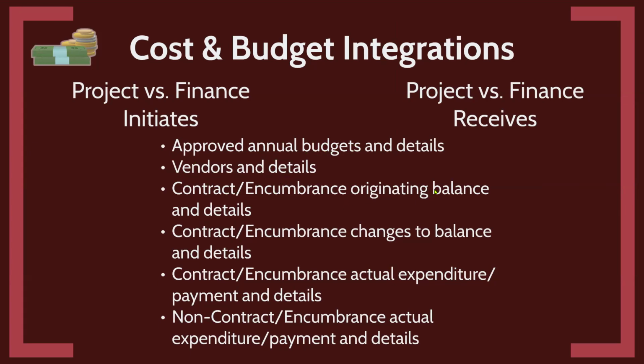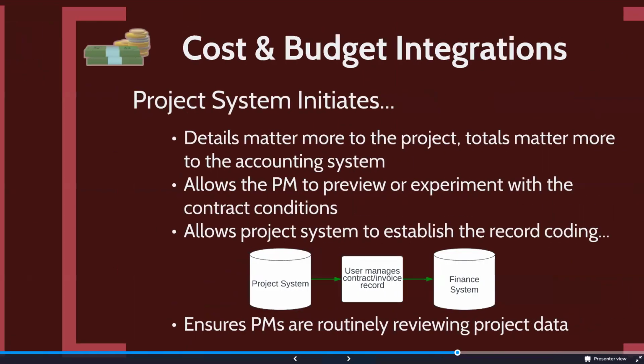Contract encumbrance: what the originating balance is, and where does that initiate from? Any changes to that balance, change orders, supplemental agreements, actual expenditures, and then you're also going to have one-off purchases, right? So these are the basics when you're trying to integrate with other systems. These are really the basics.